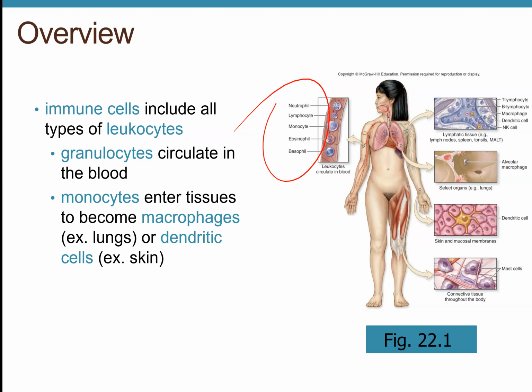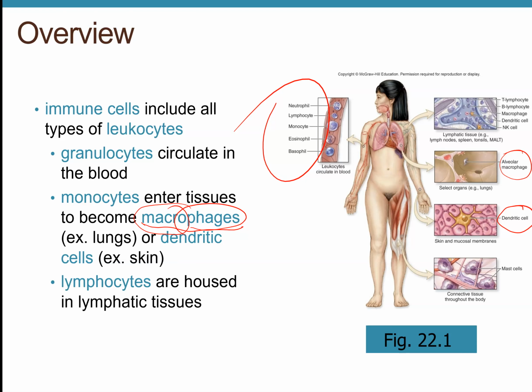And monocytes are white blood cells that are going to enter tissues, not just circulate in the blood. Those cells can differentiate and become macrophages. Macrophages, we've talked about a little bit before. They're large white blood cells that do phagocytosis. And that's what we're seeing here with that alveolar macrophage in the lung. And here with the dendritic cell, that's an epidermal macrophage found in the epidermis of your skin.